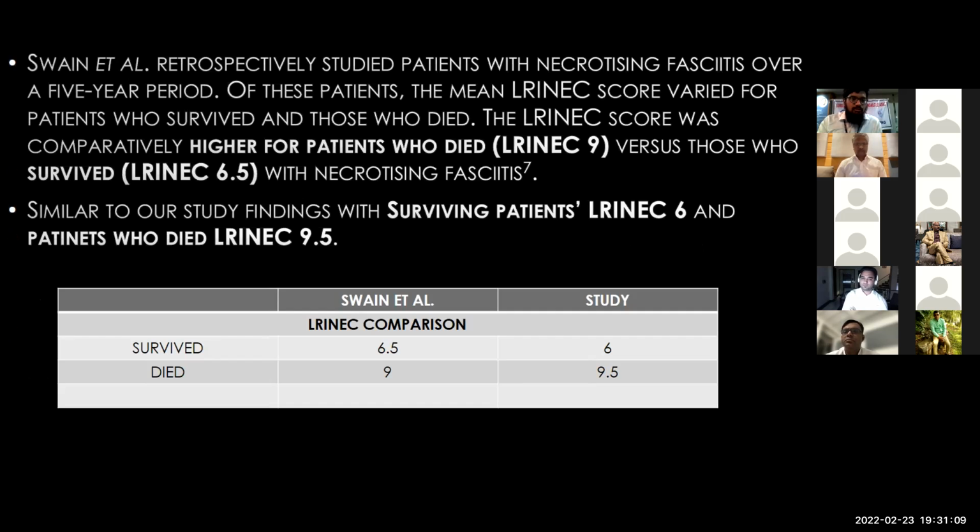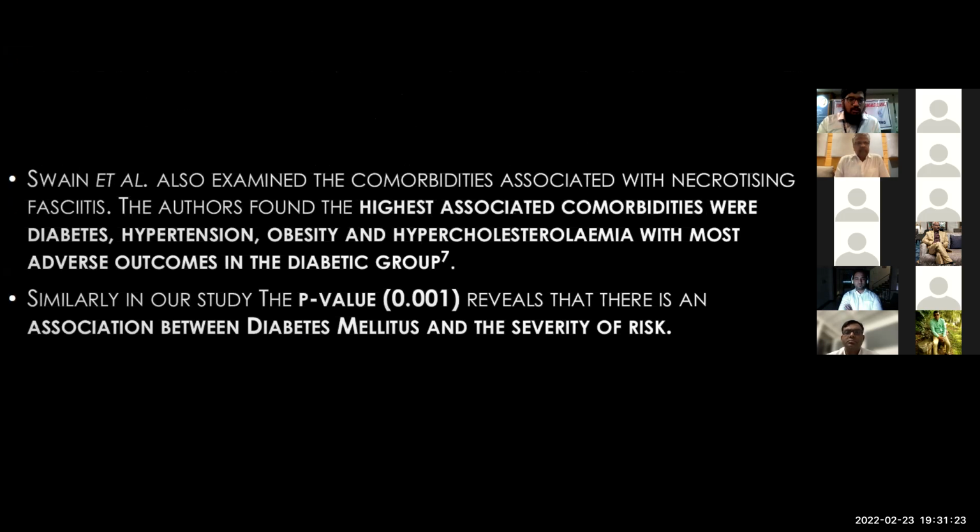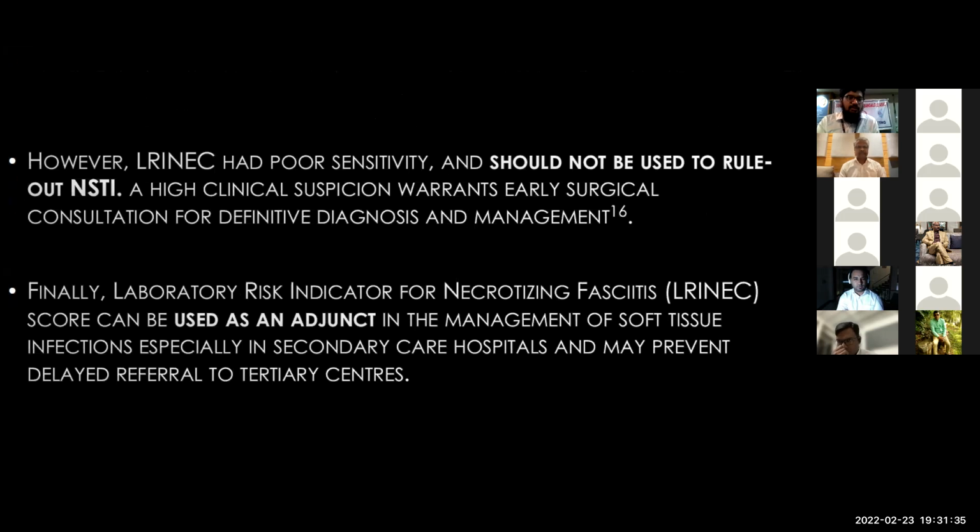Swain et al. clearly showed that those people with a LRINEC score of 6.5 survived, as compared to our study of 6, and those with a LRINEC score of 9 had a higher mortality, compared to our study of 9.5 having a higher mortality. The score also showed that the most associated comorbidities were diabetes, hypertension, obesity, and hypercholesterolemia, with a similar comparison to our study showing the association of diabetes mellitus with the onset as well as the increased morbidity and severity of the infection.